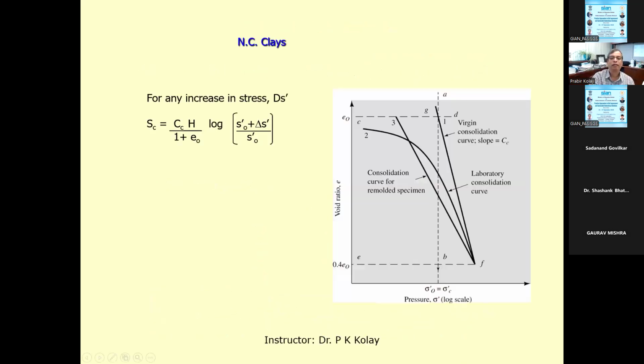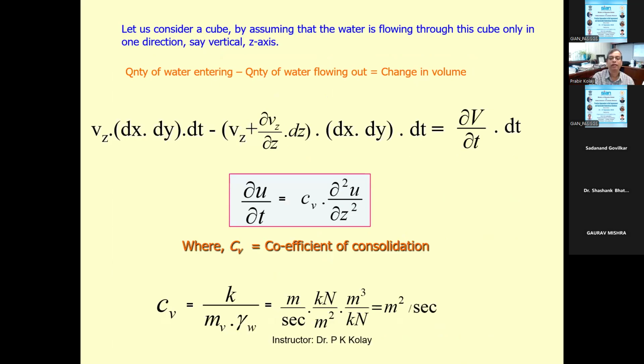Okay, I'm not going to go into detail over here. Again, for the consolidation theory, this is the theoretical equation: du by dt, the change in pore pressure with time, is equal to the coefficient of consolidation times d squared u by dz squared. So Cv is the coefficient of consolidation.